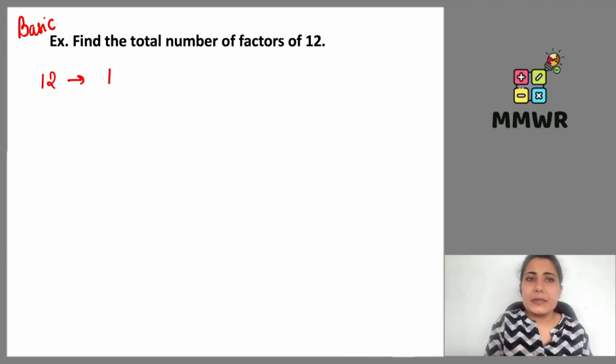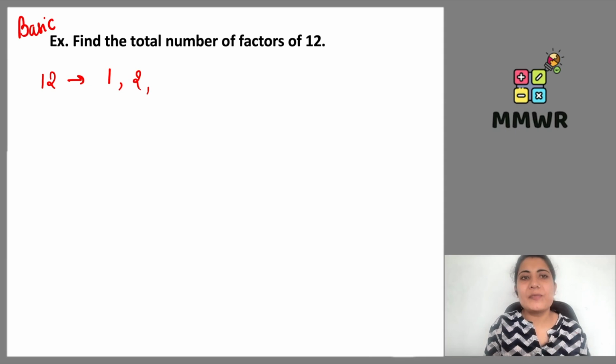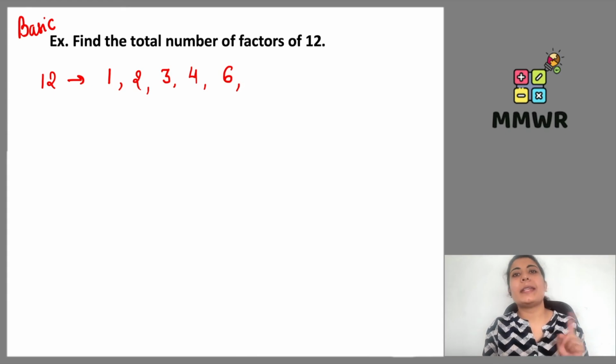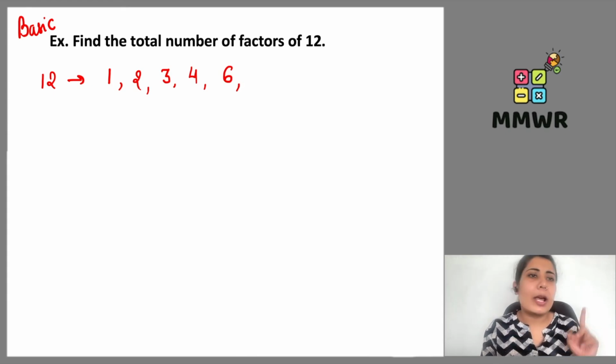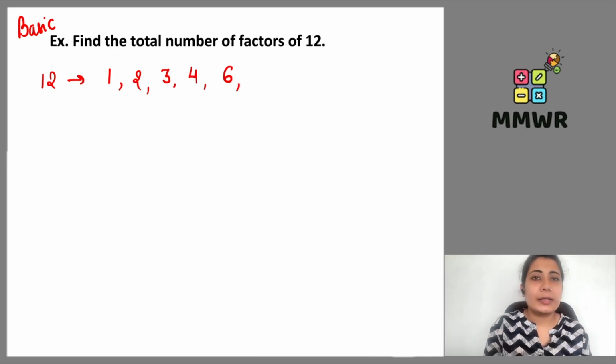So 12 is divisible by 1, right? 12 is divisible by 2 also, 2 by 2, 6 times. By 3 also it is divisible. By 4 also it is divisible. By 5, 12 is not divisible. But by 6, it is again divisible. By 7, 8, 9, 10, 11, these numbers are not going to divide this 12. The last factor of 12 will be the number itself.